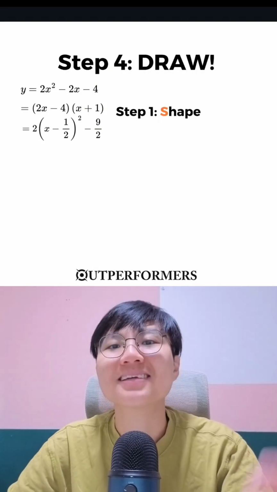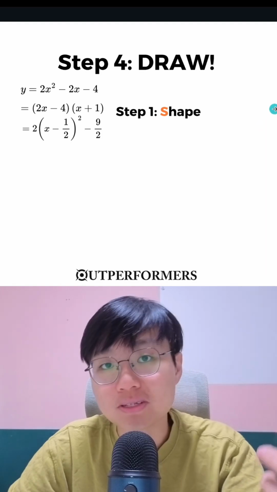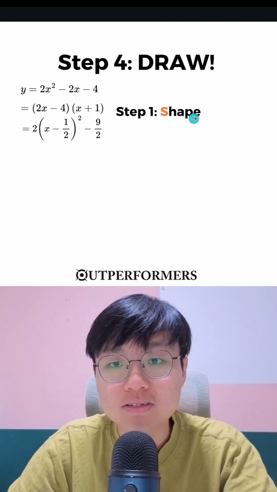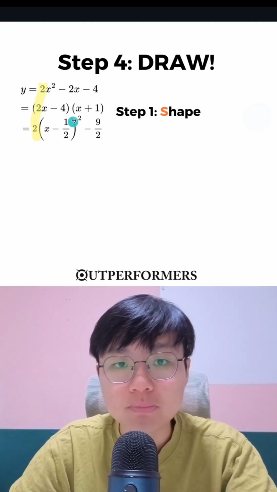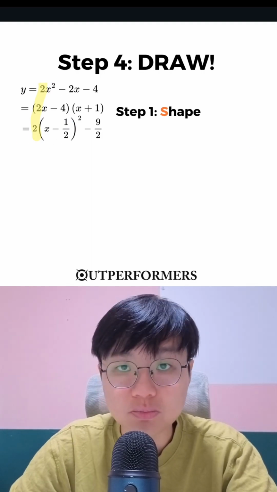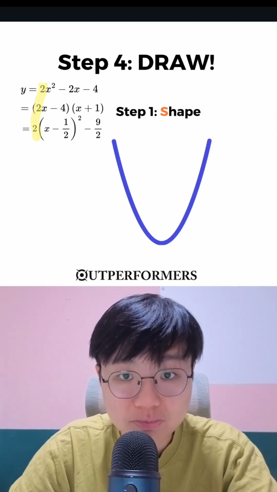And last but not least, let's start drawing the graph. I'm going to use the same equation over here. Firstly, let's determine the shape. Once again, because the coefficient of x squared is positive, we know that it's a smiley face.